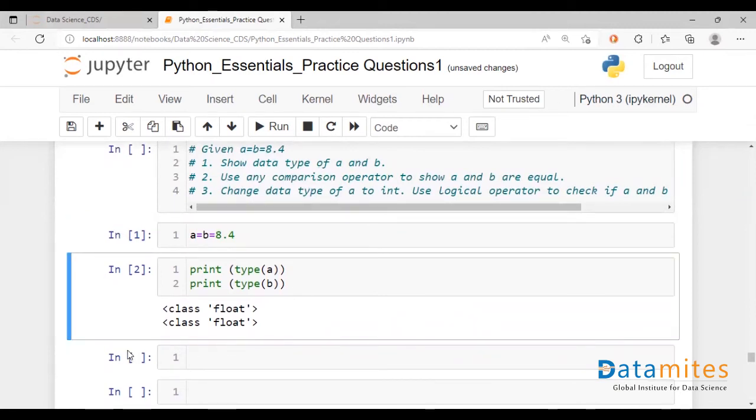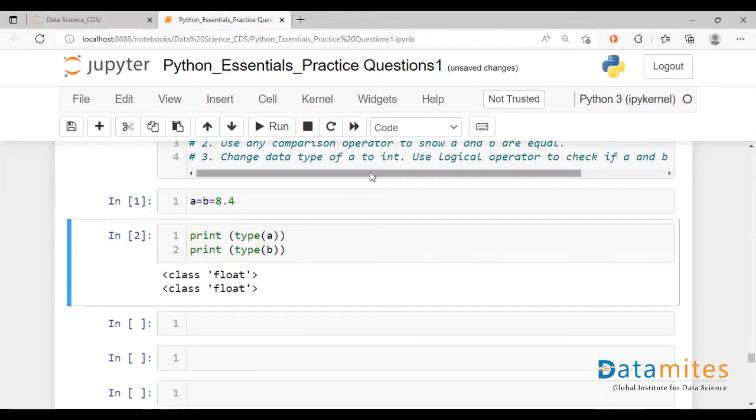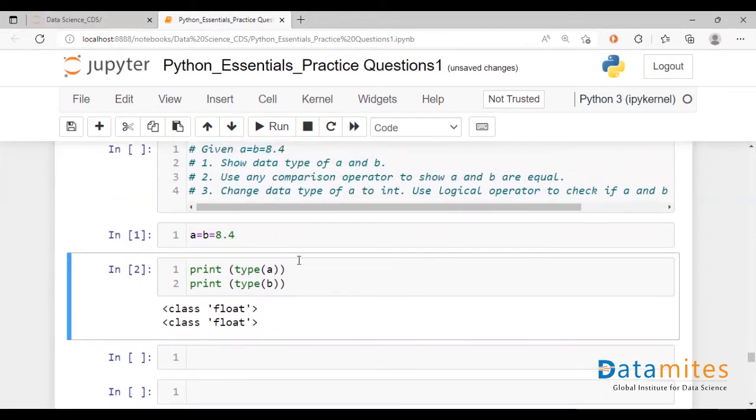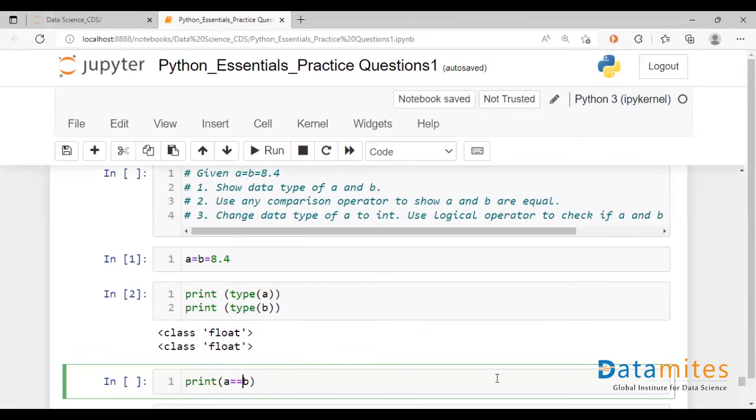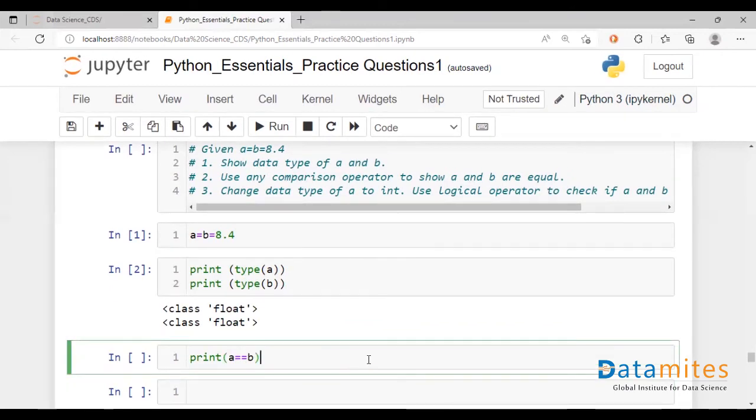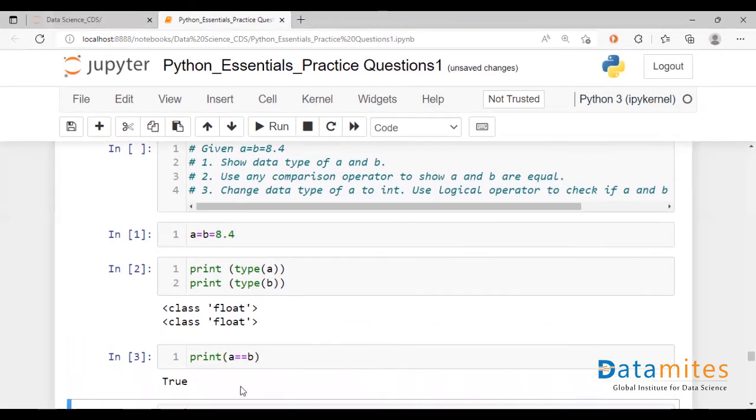So our comparison operator now needs to determine if A and B are equal. We already know what the answer for that would be. A comparison operator is basically talking about having your Boolean output. Your output would be either true or false. So we print A followed by two equal to signs, which is asking the question, is A equal to B? So the result would be printed as a Boolean output.